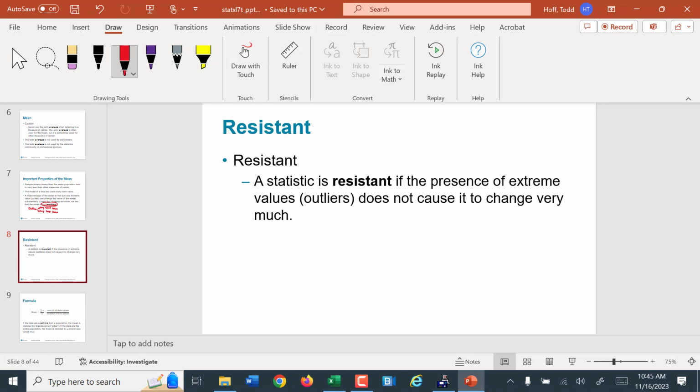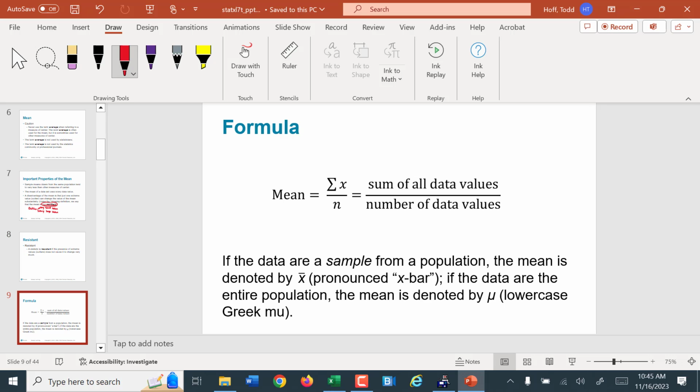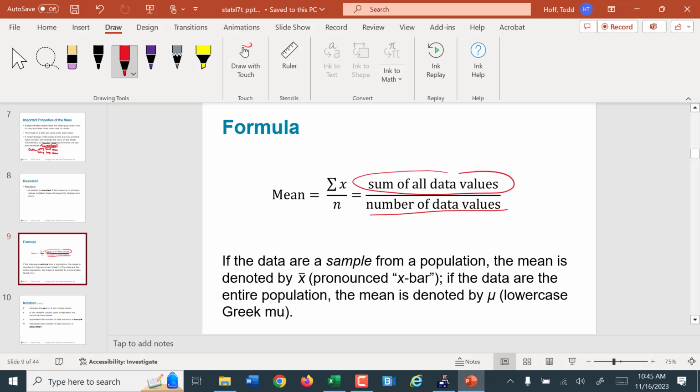And that's all resistance is: the ability to stay close to the same value even if we do have one of those extreme values or outliers in the data set. So the formula for calculating the mean, as we mentioned, is the same as what we sloppily called an average when we were younger: just add up all the values and then divide by how many are there. The notation, first of all, the mean is noted by something called X bar. X with a bar over it, that's the mean. Of course, that is the mean of a sample.